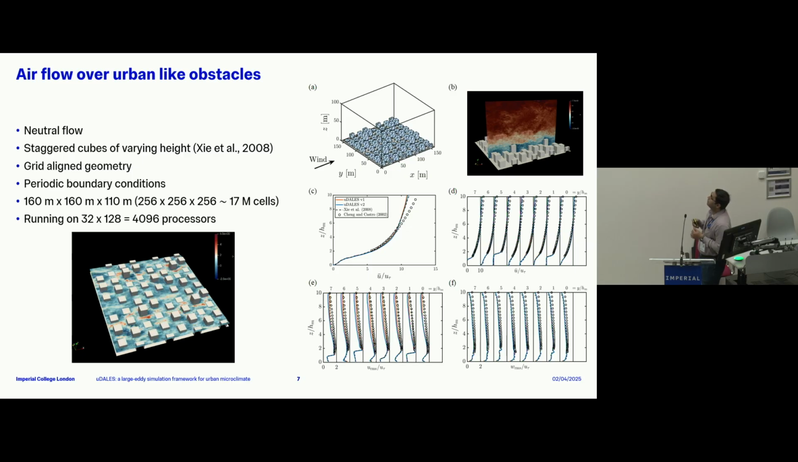So first, I'll give examples of some of the idealized cases. To start with, it is a neutral flow over an urban-like obstacle array, that is, an array of staggered cubes with varying building heights. In this case, we only simulate the airflow, so the temperature equations are switched off. This case is around 17 million cells, and we run on 4,000 processors. And here we present the domain average velocity profiles and the velocity profiles at different locations within the computational domain. And we can see that uDALES does a pretty good job in predicting those velocity profiles.